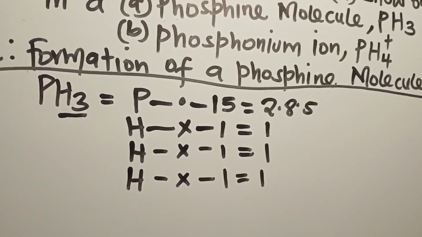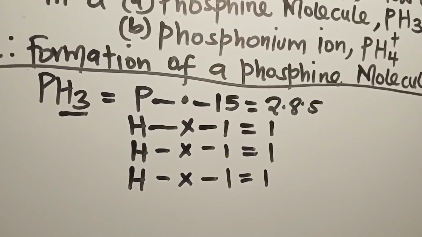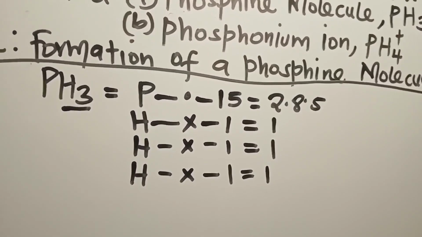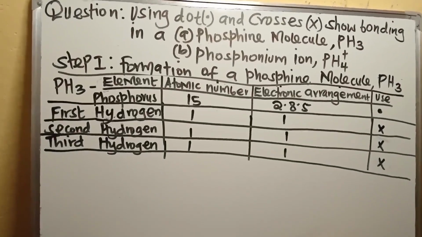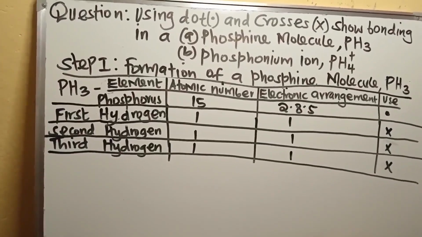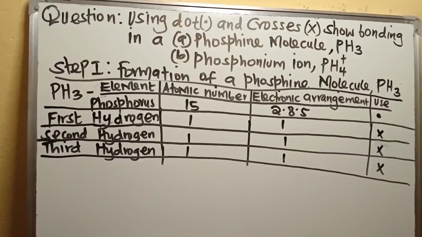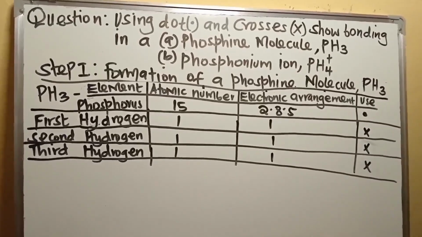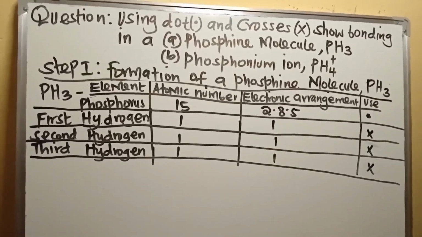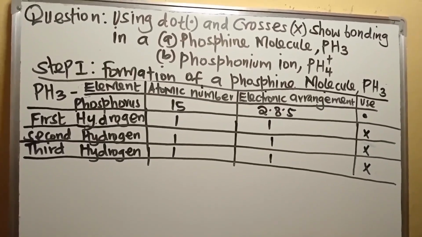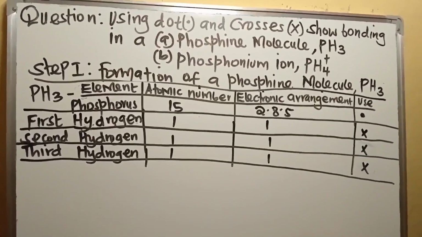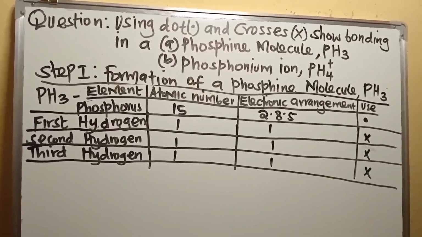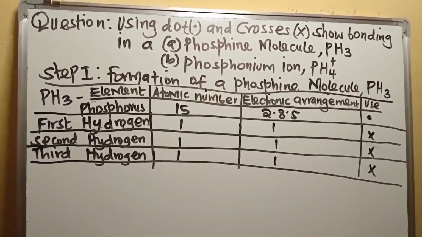So using your rubber, I would then advise you to use a pencil in all the working. I have made the representation clearer, where we have the column for the element, for the atomic number, for the electronic arrangement, and each of them, whether it is using a dot or a cross. For phosphorus, we said we'll use a dot, and for each hydrogen it will be using a cross. That representation will make it easier for you to understand and avoid confusion on what we have just done.